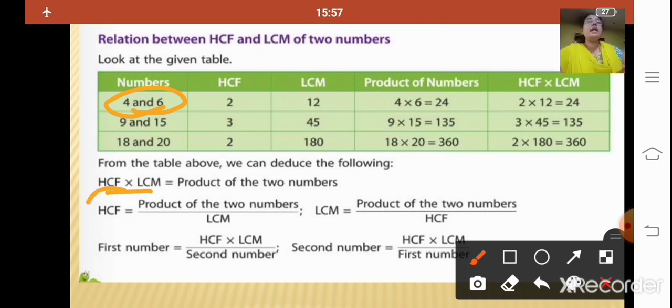So HCF into LCM is equal to the product of two numbers. Now to find the HCF, the product of two numbers will be divided by LCM, and to find the LCM, the product of the two numbers will be divided by HCF. Same way, if the second number is given and you have to find the first number, HCF into LCM divided by the second number, and if the first number is given and you have to find the second number, HCF into LCM divided by the first number.